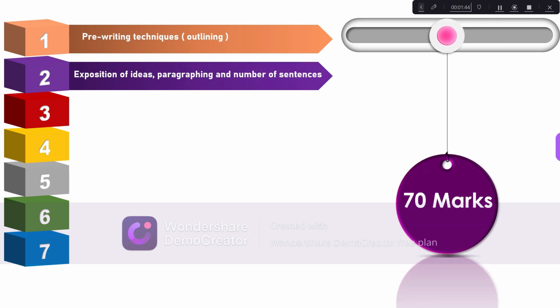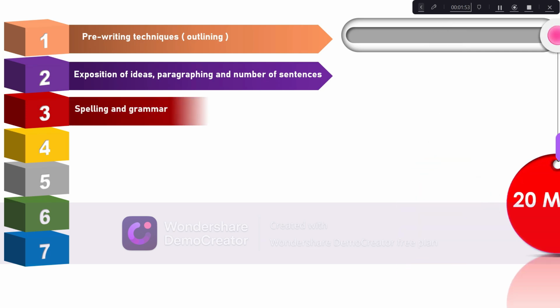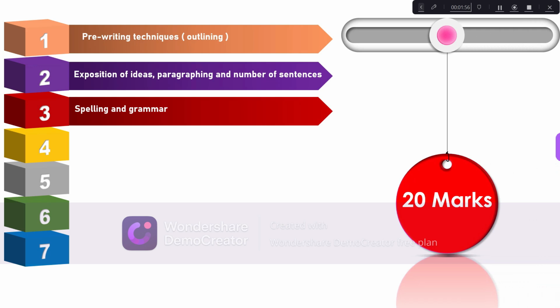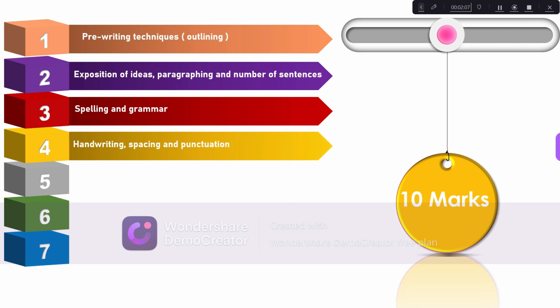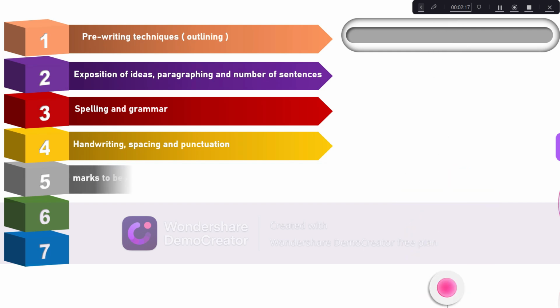Exposition of ideas, paragraphs and a number of sentences are divided by 70 marks in your final piece of writing. Spelling and grammar, you will be deducted by 2 marks or 20 marks only by spelling and grammar. Handwriting, spacing, and punctuation. If you didn't follow these standard rules of writing, you will be deducted up to 1 mark.